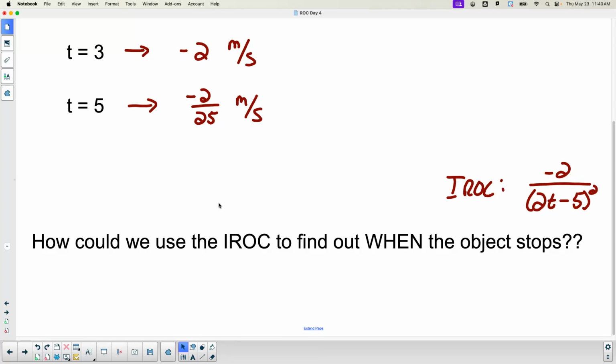It never stops because the numerator in a fraction tells it when it's 0. When the numerator is 0, the fraction is 0, and this numerator can never be 0. So we found the glitch at 2.5 seconds. Where's the other glitch? At 0. At 0 seconds, it's already moving, because we just said it never stops. So this wouldn't be a good equation.